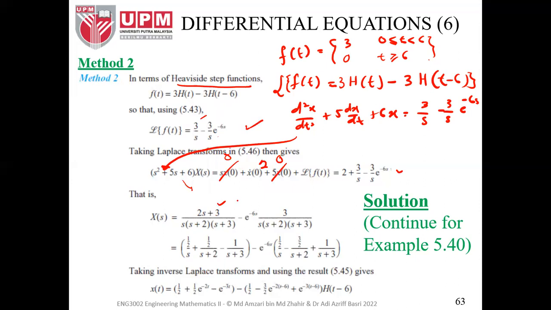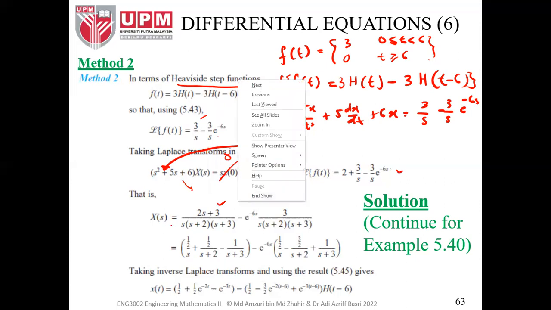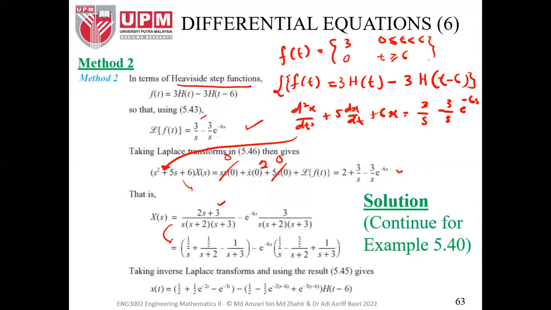Okay, then this one will be partial fraction. So you will get something like this: 1 over 2s plus 1 over 2s plus 2 minus 1 over 3 times the exponent negative 6, the constants. Then the partial fraction will be 1 over 2s minus 3 over 2s plus 2 plus 1 over 3s plus 2.